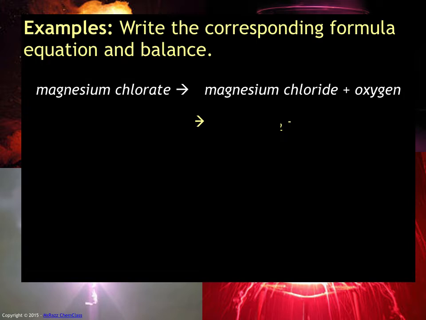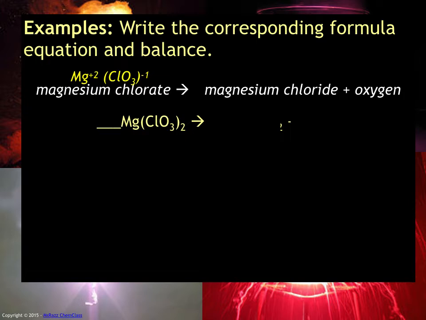First step is ask, is it an element or a compound? Magnesium chlorate is a compound. Then you need to ask, is it ionic or molecular? Magnesium's a metal, so it's ionic. It has a charge of +2. Chlorate is a polyatomic ion with a charge of -1. So we'll put those together like this, 2 chlorates for every 1 magnesium.